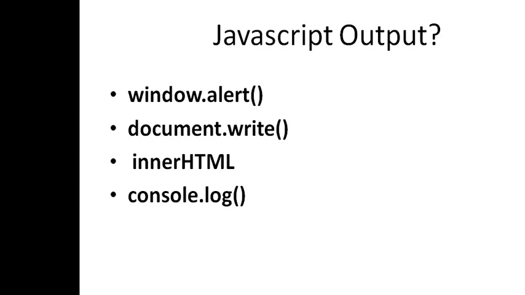So guys, next one is about the output, how we can get output with the JavaScript. There are four ways to get output with the JavaScript. First one is window.alert. I will explain you with this example here.